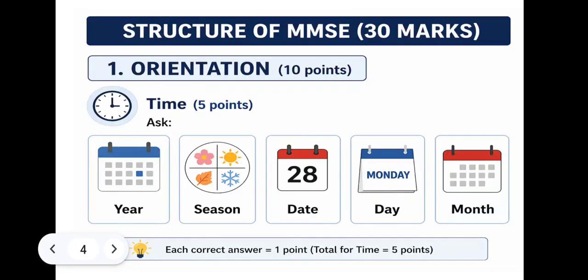Structure of MMSE. The MMSE structure consists of several points, with each point carrying 1 mark, and the initial part of the examination consists of orientation, that is orientation to time as well as orientation to place. For examination of orientation to time, the patient has to be asked questions like what is the year now, what is the season now, what is the date today, and what is the month this month.